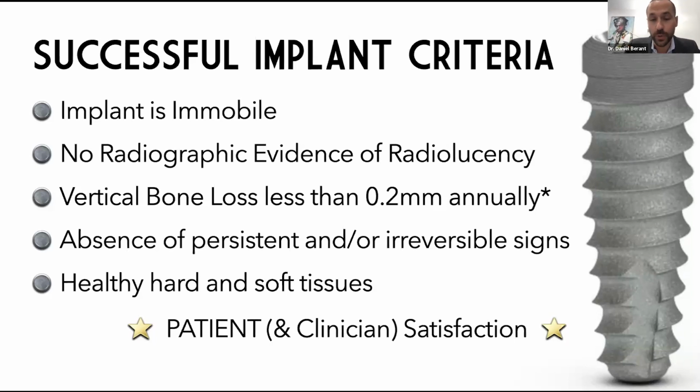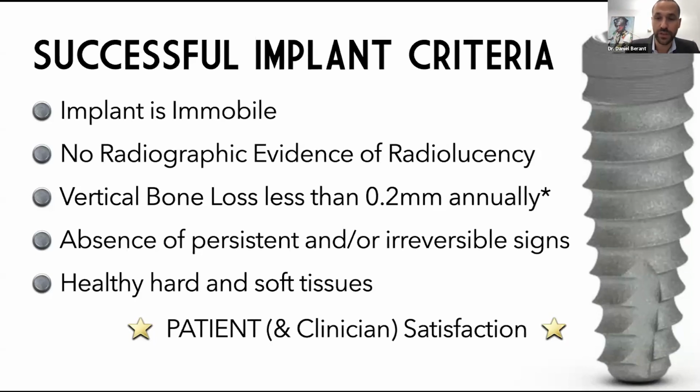When we look at bone loss, we can expect vertical bone loss less than 0.2 millimeters annually after the first year of placement. So after the first year of placement, we can have up to 1 to 2 millimeters of bone loss. And after that, we shouldn't see more than 0.2 millimeters of bone loss on our subsequent x-rays.